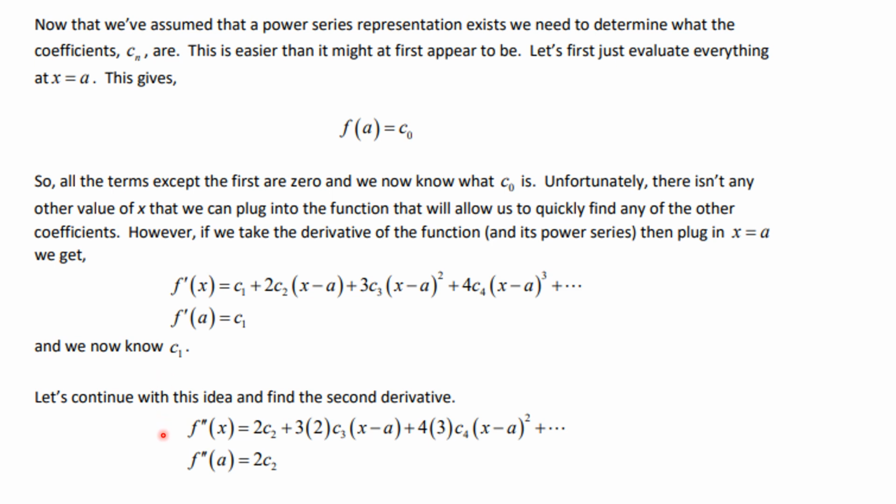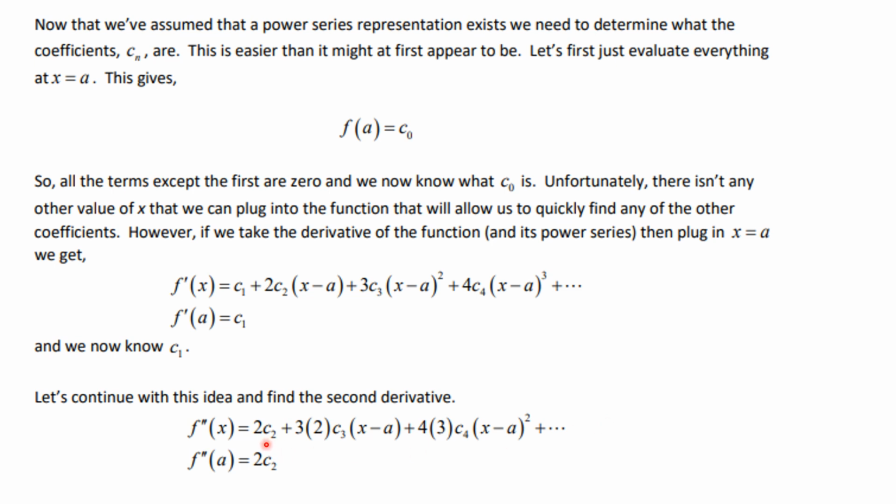Now we continue taking the next derivative, which means c1 drops out. The derivative of this becomes 2. Now this is the second derivative of f with respect to x, which becomes 2c2, plus, this is now 3 times 2. You should check these calculations. C3 times (x minus a), 4 times 3, C4 (x minus a) whole squared plus dot dot dot.